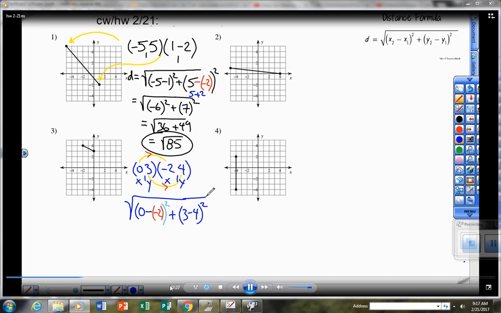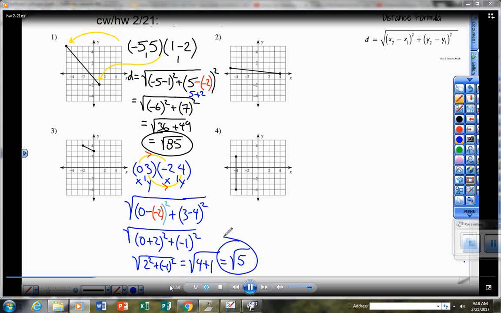0 minus -2 gives me 0 plus 2, which will give me 2 squared. 3 minus 4 just gives me -1 squared. That gives me 2 squared plus -1 squared, which is 1. So I get 4 plus 1. Remember, -1 times -1 is 1. Gives me the square root of 5, which is not simplifiable.